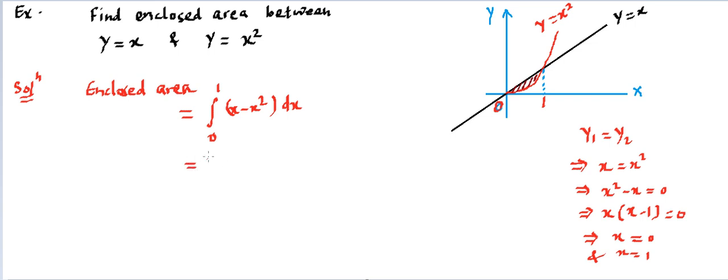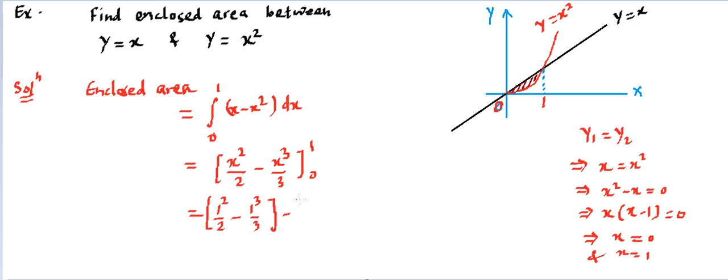Now integrating this is not a big deal. If you integrate x, it becomes x square by 2. If you integrate x square, it becomes x cube by 3. I'm integrating quickly, or directly you can say. And then place the limits. The limits run from 0 to 1. First you are going to place 1, so it's going to be 1 square by 2 minus 1 cube by 3. And this has to be subtracted by substituting 0. When you place 0, everything will become 0, or you can say 0 minus 0, whatever you like.